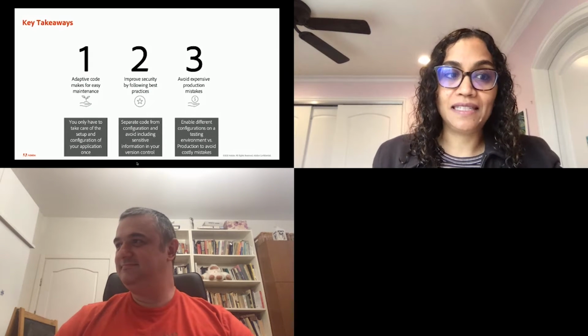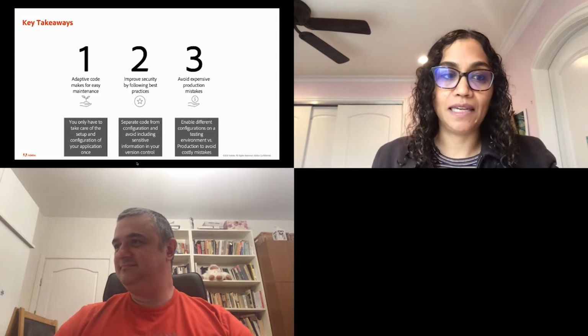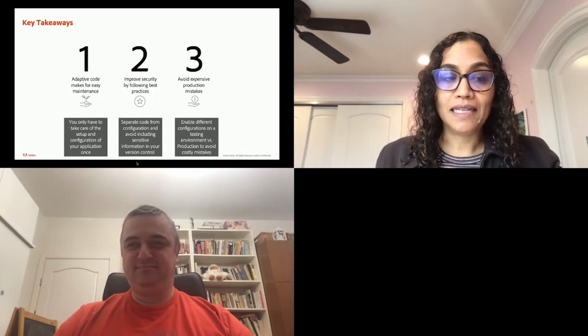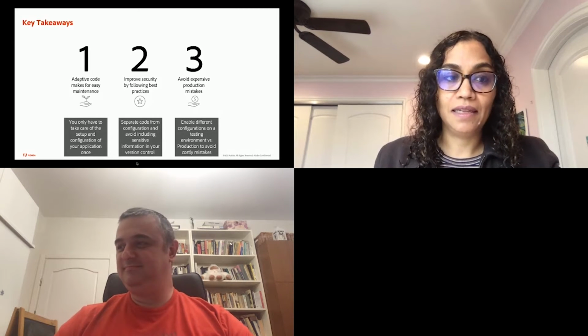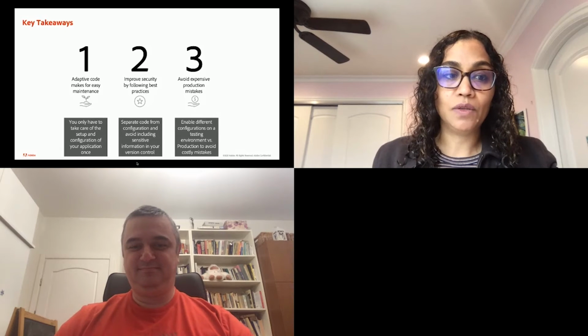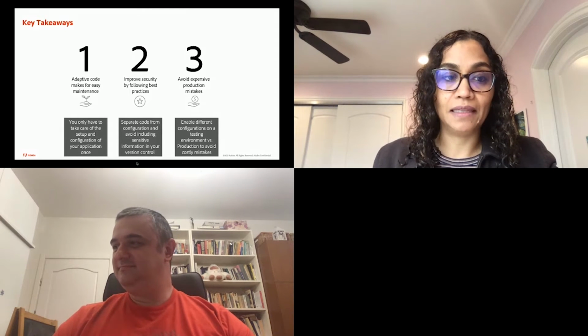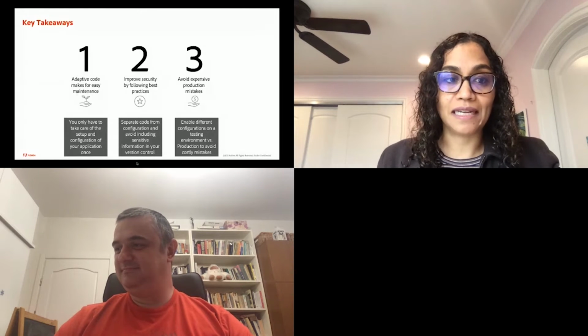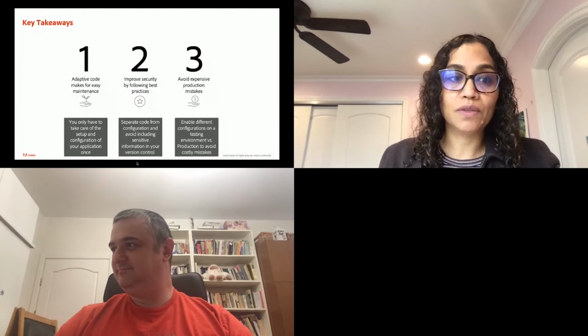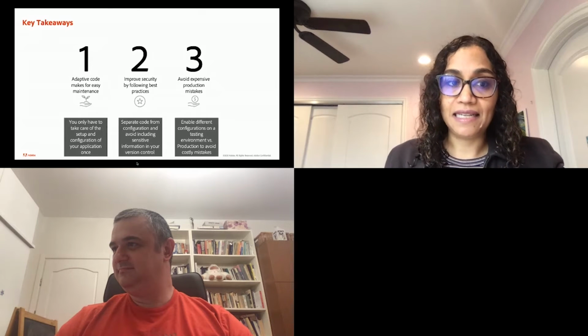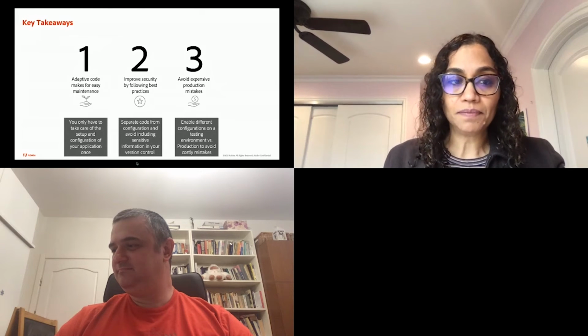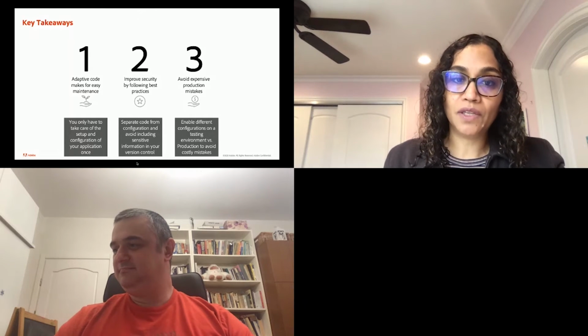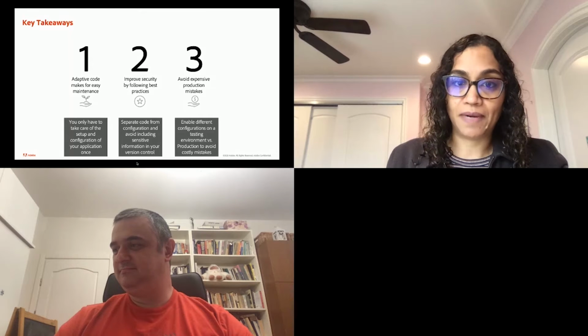At the end of today's session, you'll have 3 key takeaways. 1, adapted code is easy to maintain. Environment variables can make your development process better by allowing you to vary the behavior of your code based on the context. More importantly, you can do this by setting up the configuration one time and updating it as necessary in one location.